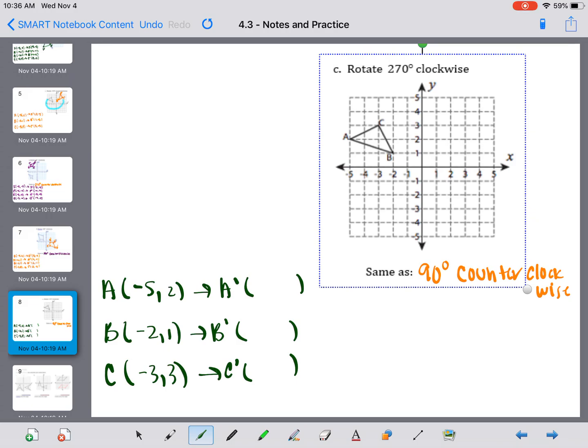So 90 degree, again, we're going to flip each point, so the X and the Y trade places. When we're counting, 90 comes first, so we're going to change the sign of the first. So all the first numbers are positive, they're now going to turn negative. So we have negative 2, negative 5, negative 1, negative 2, negative 3, negative 3. So that is A prime.